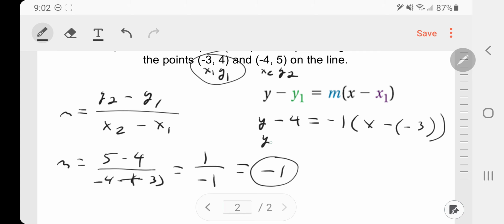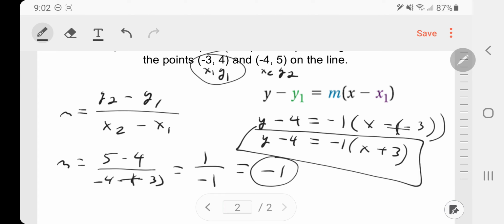Okay, I could rewrite this as y minus 4 equals -1, and then minus the negative becomes a plus, so it would be (x plus 3). Okay, and right there, that is your equation written in point-slope form.